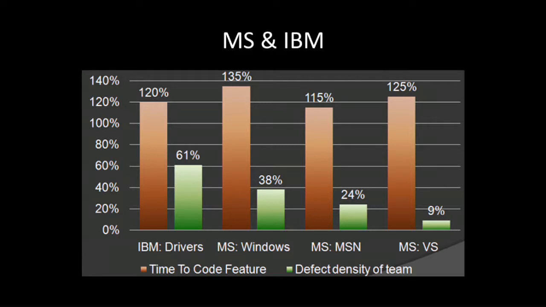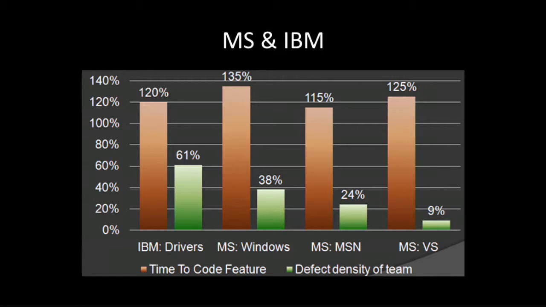What they found is people who were doing TDD, like in the case of Windows, it did take 35% longer to develop each feature. That makes sense. You're writing tests up front. If you're new to this, there's a learning curve. Makes sense. It's going to take a little bit longer up front. But what they found was in cases of defects, like Visual Studio, they had 9% of the defects they were expected to have compared to the other teams.